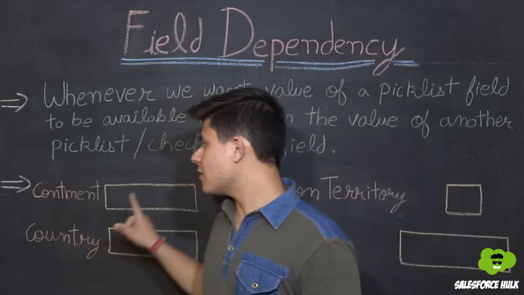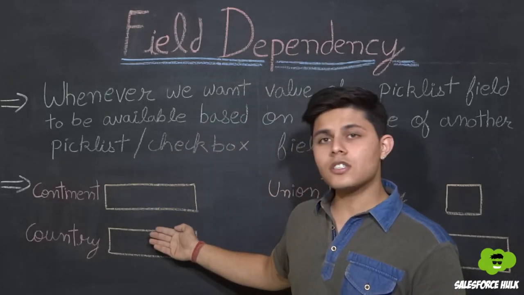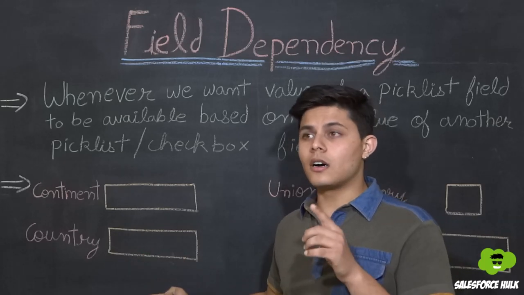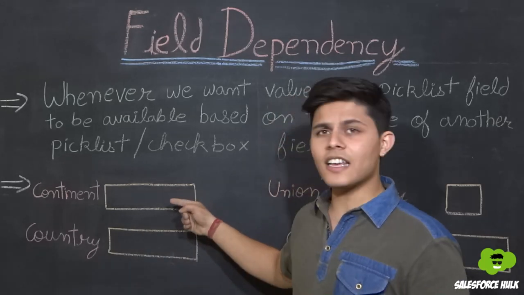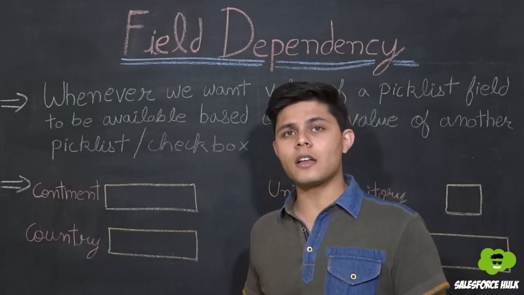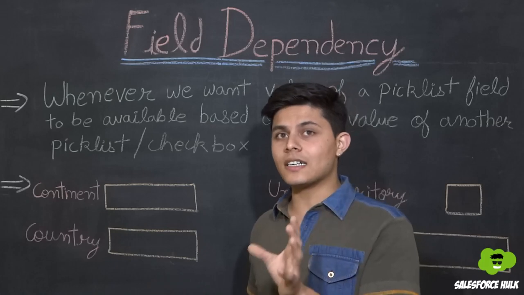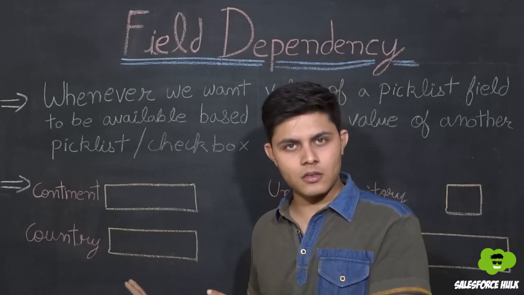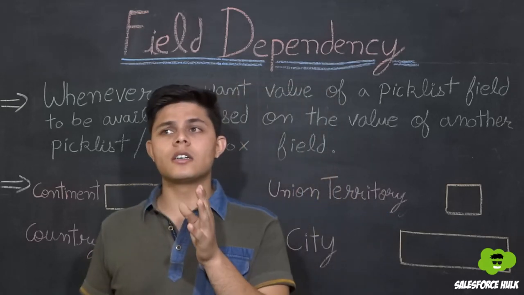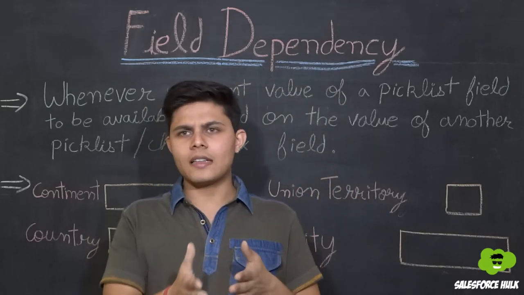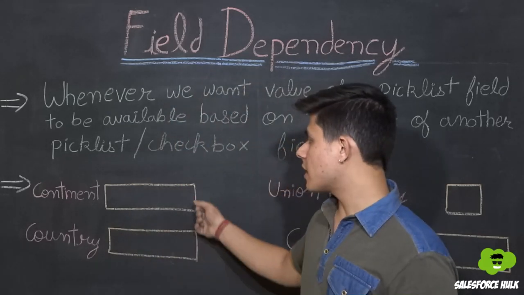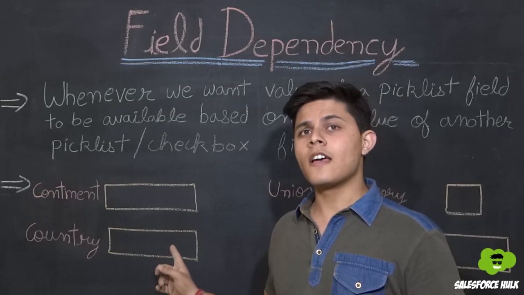In that situation, whenever we select Asia, only the countries which come under Asia will come in the country picklist field. Let's say you have selected Asia. Now in this country picklist, you'll not see UK, Germany, France, just because of the field dependency. UK, France, Germany, those countries will not be available. Only the countries which come under Asia will be available in this country picklist field.